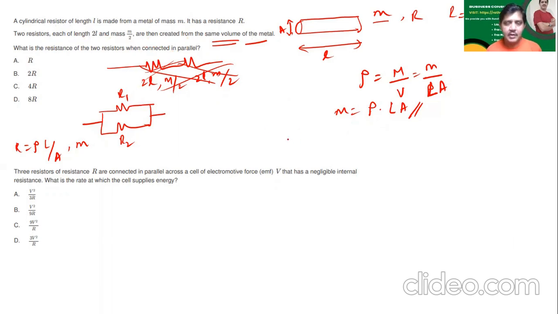Now what is happening here? You have created two resistors, each of mass m/2, and created in such a way that they are from the same volume, which means what? Now you will write the length is 2L, and the volume, what is volume over here? Volume should be now A/4. Why is it A/4? What is your answer here? Just give me a moment.